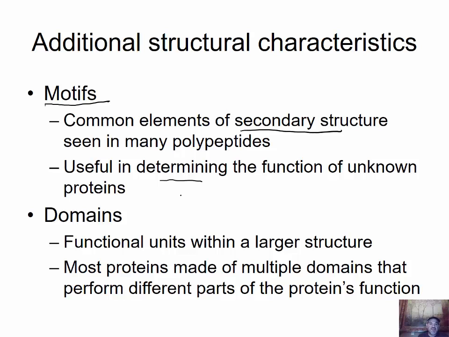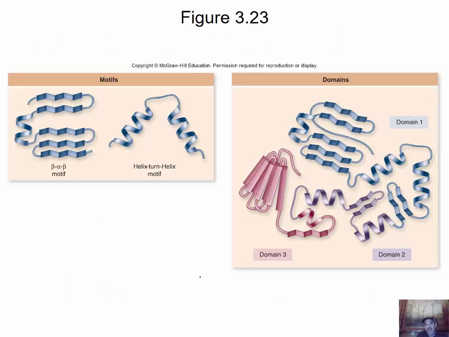And then there's domains, and these are going to be functional units within a larger structure. Most proteins are going to be made up of multiple domains that perform different parts of the protein's function. So, for example, there might be a domain that helps attach the protein to the surface of a cell or to the cell membrane itself. And then there may be another domain that is actually functioning in reception, or receiving other molecules. So you would have different areas or domains of that functional protein that have different functions to the overall workings of that protein. So here's an example of a couple of motifs.